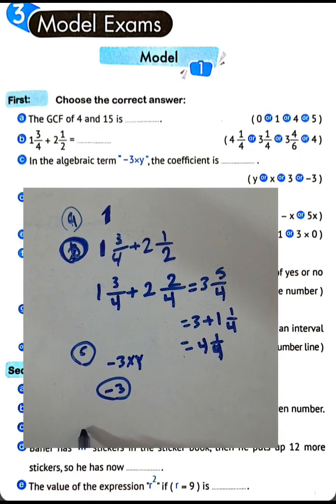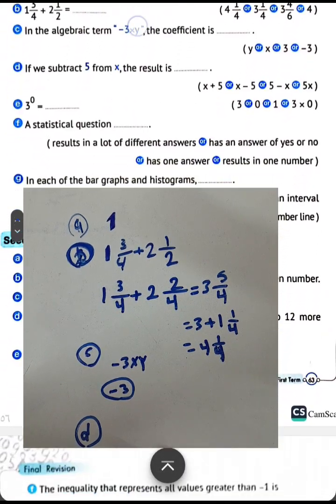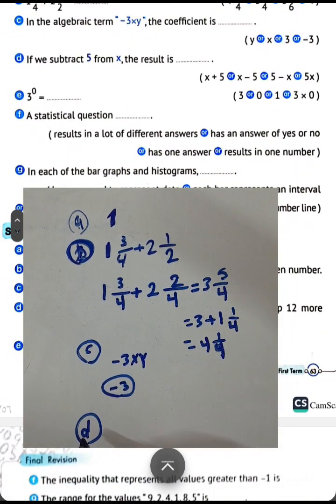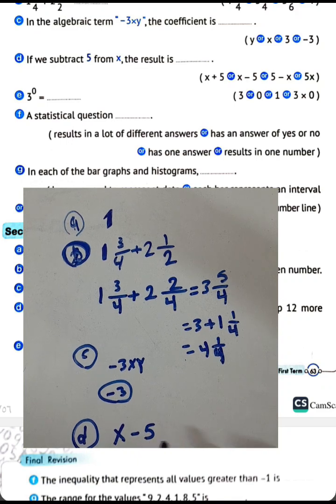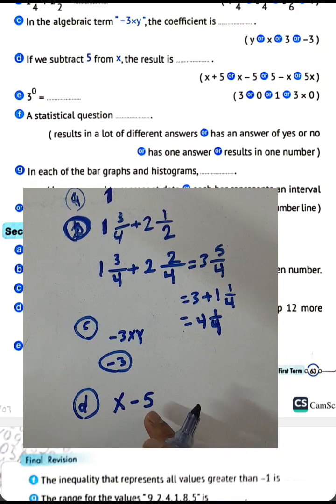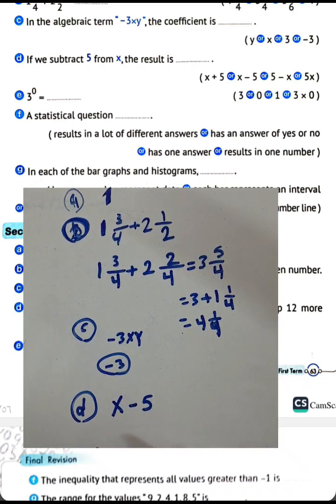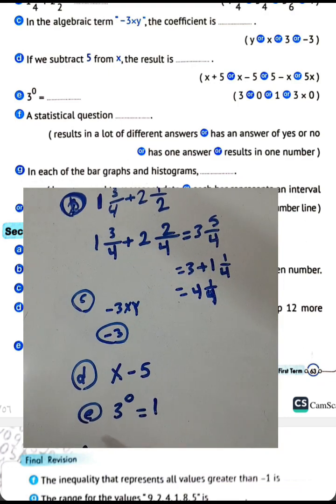Okay. Question letter D. If we subtract 5 from x, then the result will be x minus 5. Subtract 5 from x, it will be x minus 5. We call x here the minuend and 5 the subtrahend. Question letter E. 3 power 0 will be equal to 1. In numbers, power 0, the result will be 1.